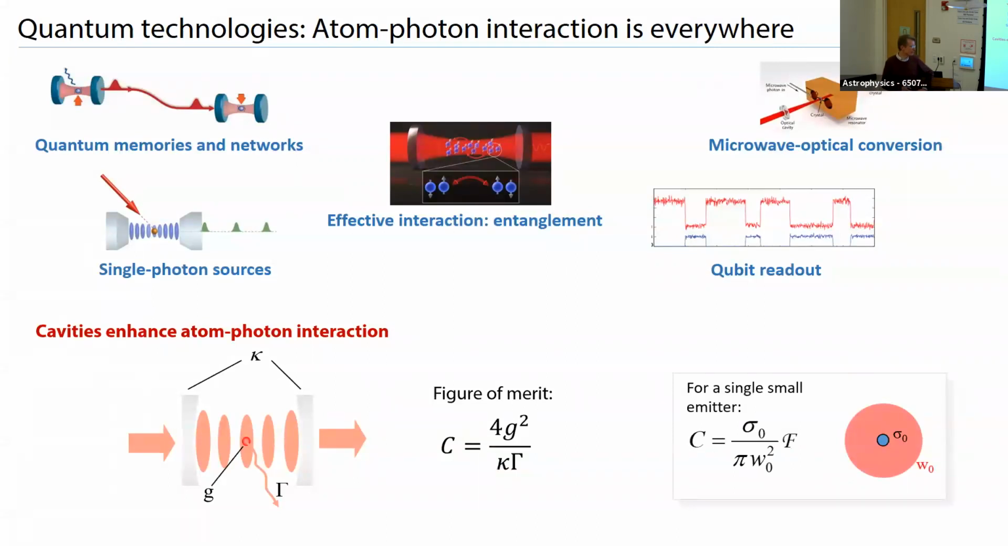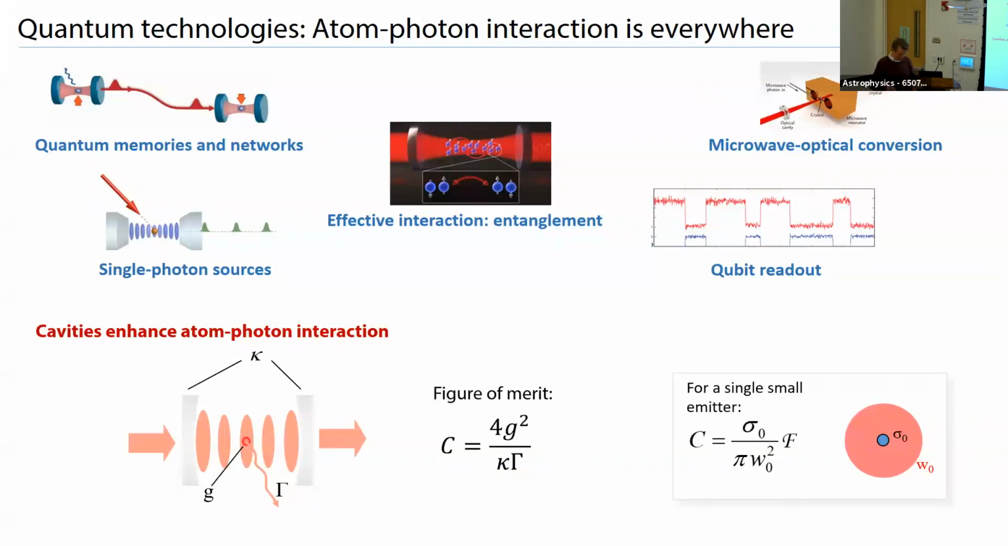And so what does that mean when you have an atomic emitter, or any point-like emitter actually, that has a scattering cross-section sigma naught? Well, here's how this cooperativity scales with cavity parameters. You need to compare the sigma naught to the cross-section of the mode in the cavity, so that calls for very small mode cross-sections. And then, of course, it's proportional to the cavity finesse. So the better your mirrors, the higher the cooperativity.